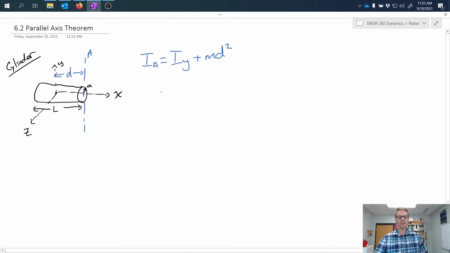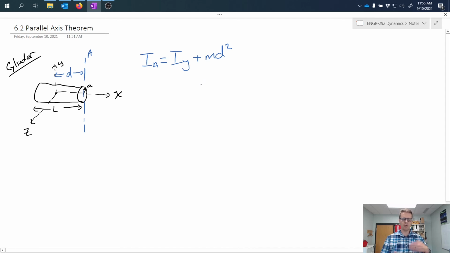So what this means is that I can compute and come up with the mass moment of inertia around any axis as long as I know the equation for some other axis that is parallel to it, and I can measure or somehow figure out the distance between them. So that's a really useful tool, because now I can move this a-axis to anywhere relative to my cylinder or my rigid body, and I can make this calculation.